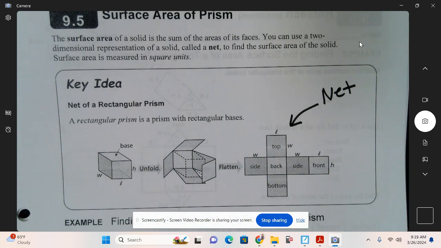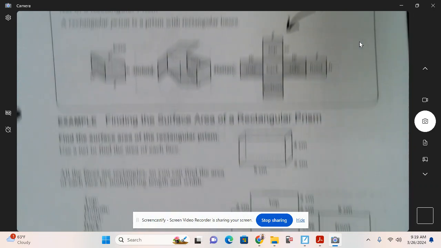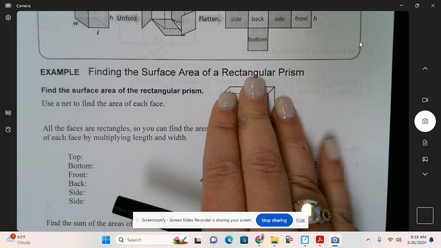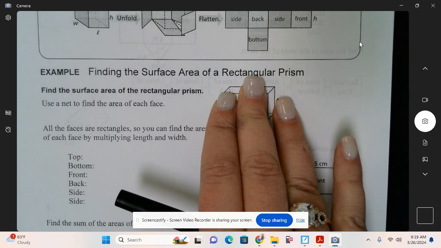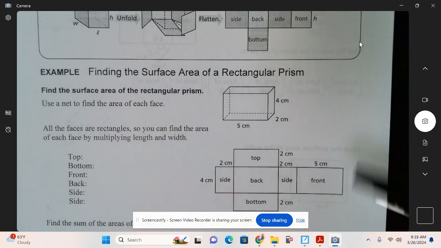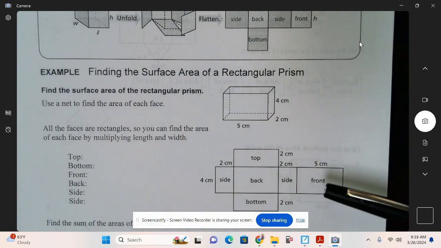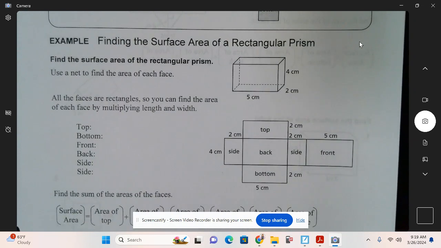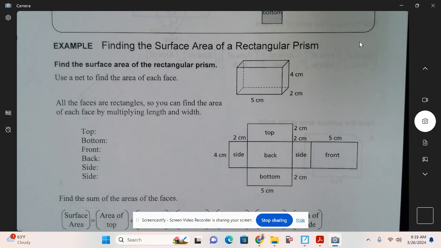So there's a pattern to follow with these. Sometimes you're going to be given the net. They're going to show you the shape, the 3D rectangular prism. This is called a rectangular prism because it's made up of rectangles. And they're going to make the net for you, which is great. This is where our highlighters are going to come in because a lot of these are going to be congruent, or they're going to be the same.